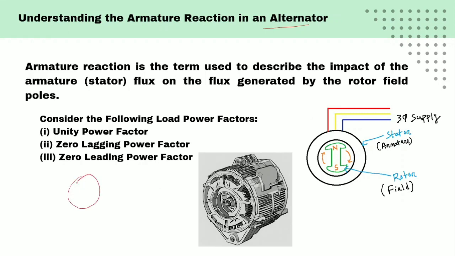In a DC generator, you have the main field, and inside the field you have a rotor, that is the armature. The armature is rotating while the field is stationary. Similarly here, in the alternator, the armature is stationary while the field is rotating.